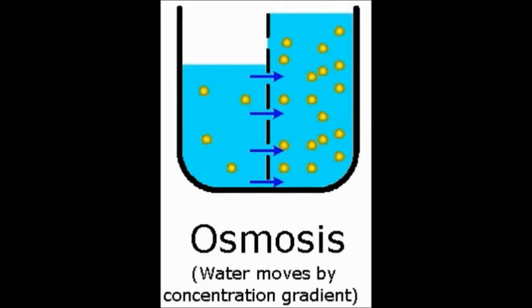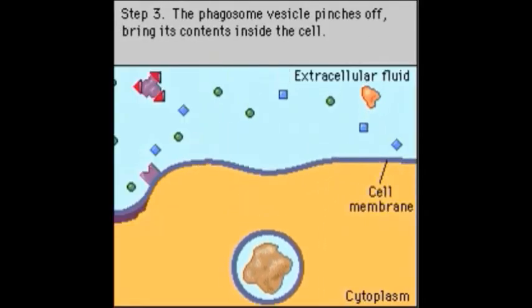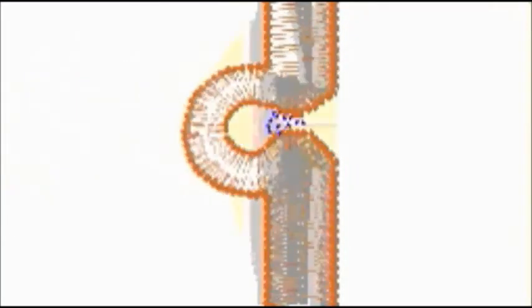Two types of active transport are exocytosis and endocytosis. In endocytosis, the plasma membrane looks like it's hugging the molecule and it pulls it in. Exocytosis is the same thing, just reverse.